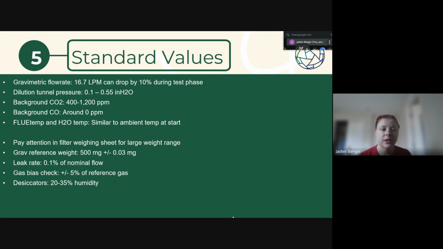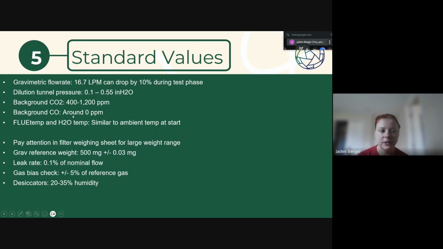Or your dilution tunnel pressure, your flow grid should be measuring between 0.1 and 0.5 inches H2O. If it's measuring different than that, that can indicate calibration error, or your fan needs to be cleaned, or there's a leak in the tubes for your flow grid, or maybe your flow grid is clogged.